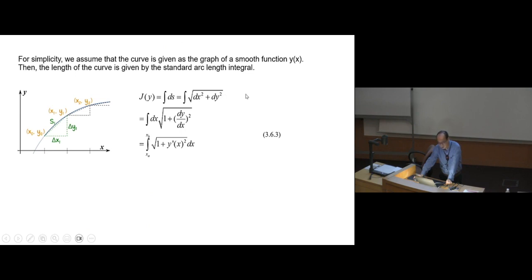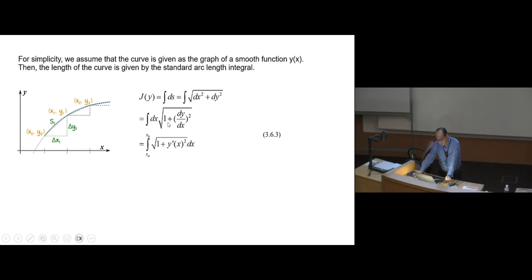So how do we get that? We take this dx out. Then in this square root, we have 1 plus dy over dx squared. That becomes the derivative of y squared. So it's the square root of 1 plus y dot squared, times dx. Then it becomes the integral of a function of y and the derivative of y, integrated over x.